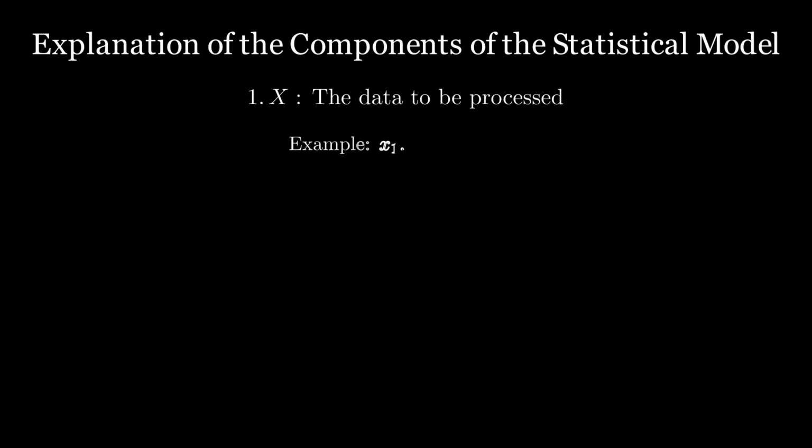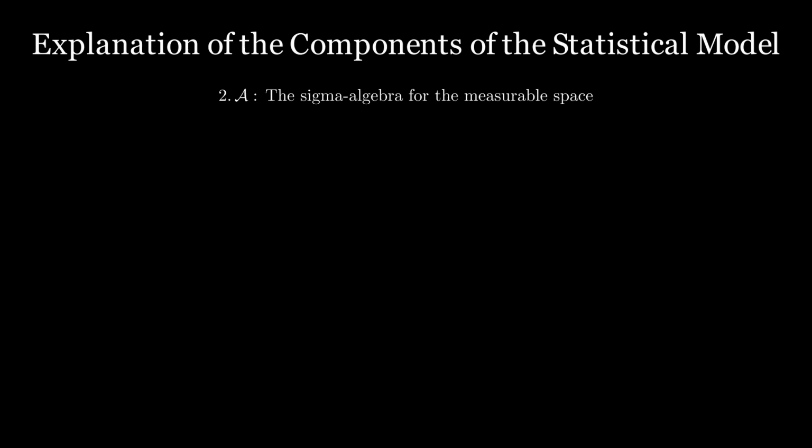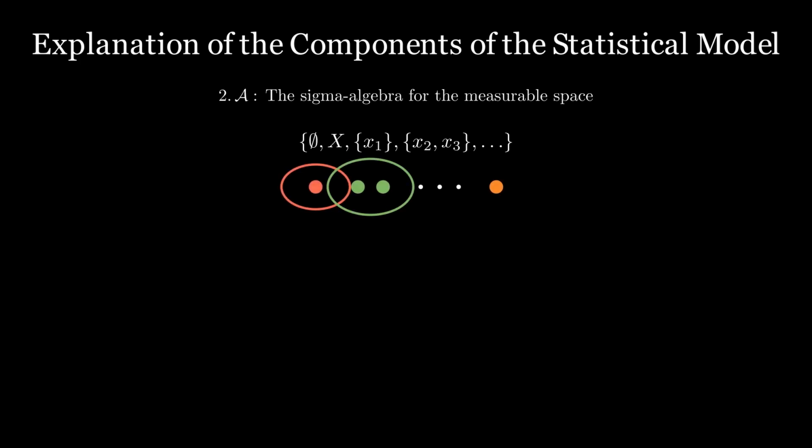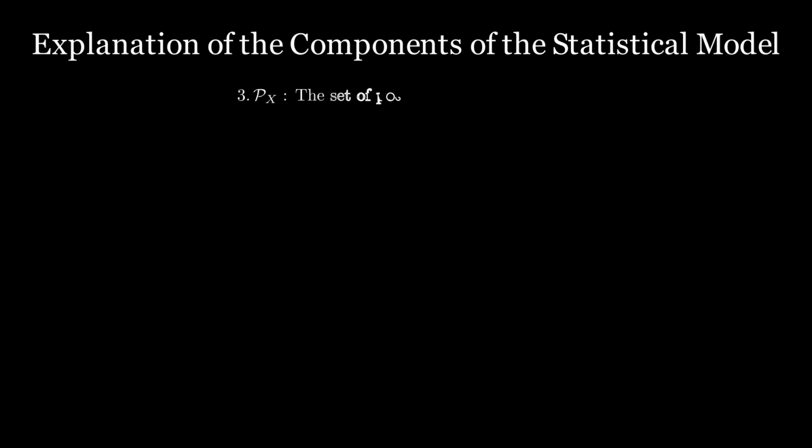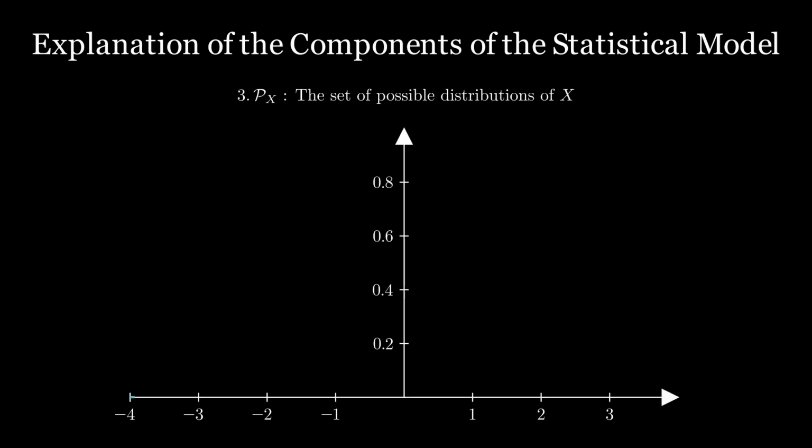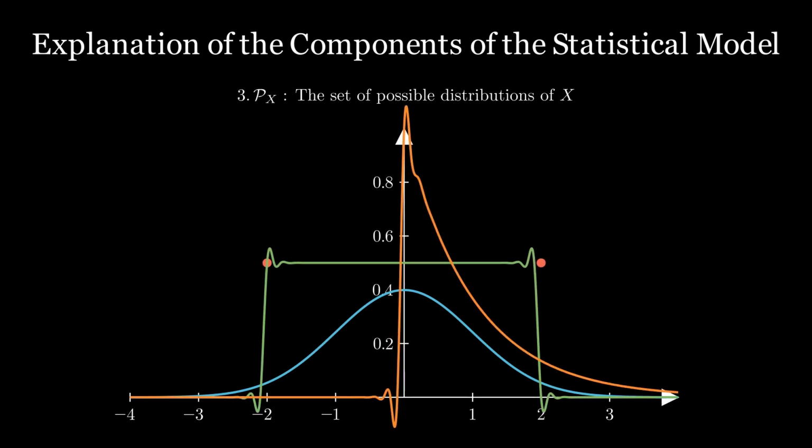The data that is being analyzed or processed. The collection of subsets of the data that are used to define measurable events. Px, the set of all possible ways the data can be distributed, including various probability distributions like normal, Bernoulli, uniform, and exponential.